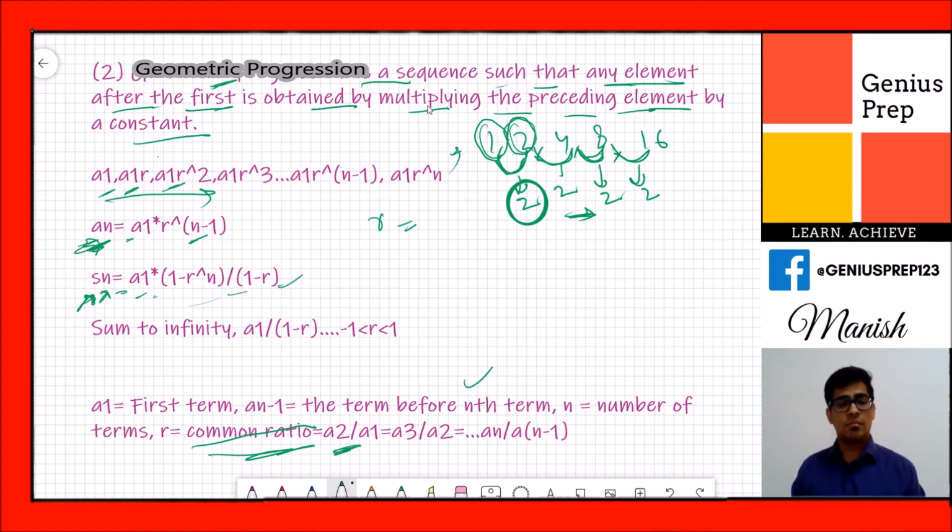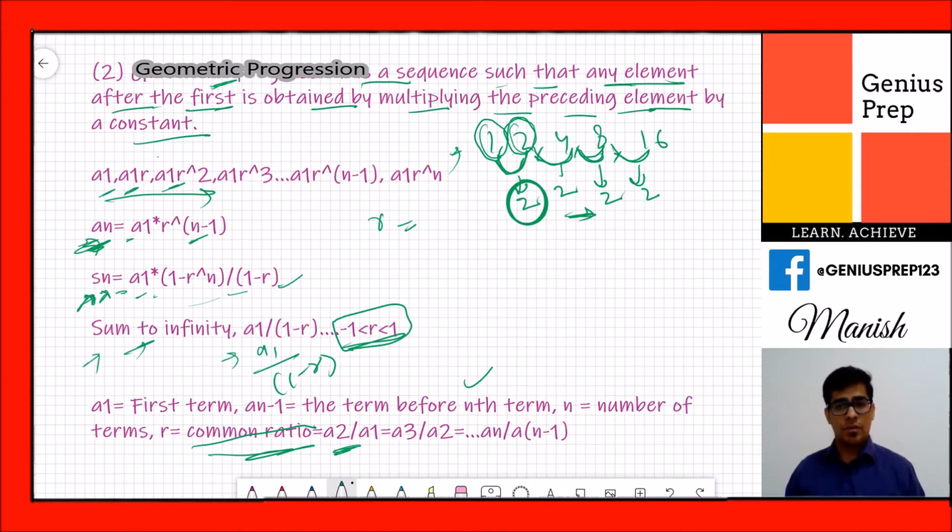The terminology will be the same, and then there will be some equations in which we have a series to infinity, and we are asked to find the summation. This will be a very simple one: a1 divided by 1 minus r, where the r value will be between -1 and 1. So this is a geometric progression.